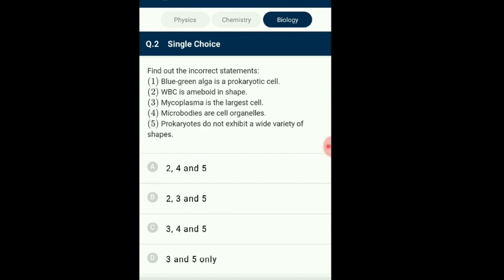Question number 2. Find out the incorrect statements. Here 5 statements are given. Mycoplasma is the smallest cell. They are 0.3 microns in diameter. The organization of the prokaryotic cell is fundamentally similar, even though prokaryotes exhibit a wide variety of shape and function. The 4 basic shapes of bacterial cells are bacilli, that is rod-like, coccus, spherical, vibrio, comma-shaped, and spirillum, spiral-shaped. So the answer for this question is option D. From the given 5 statements, the third and fifth statements alone are incorrect.